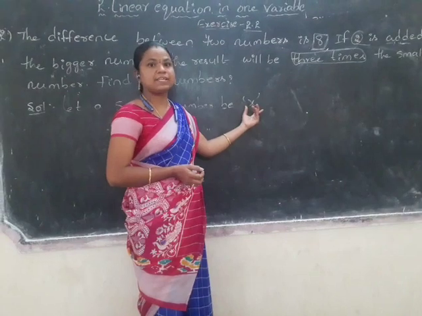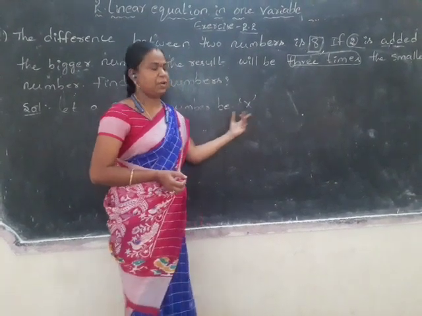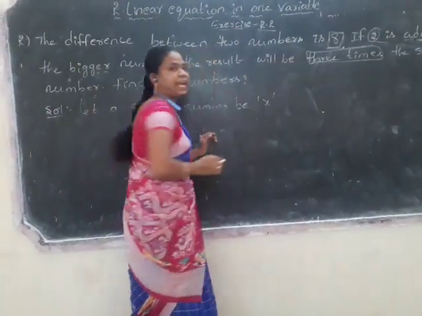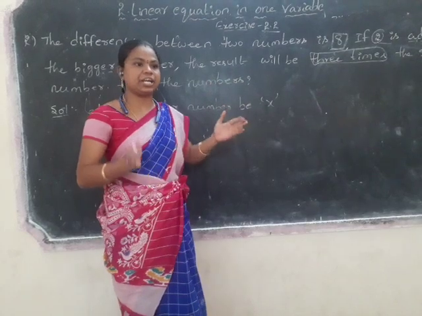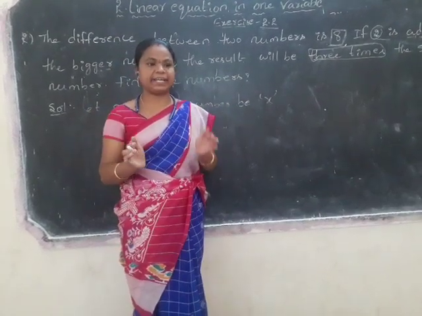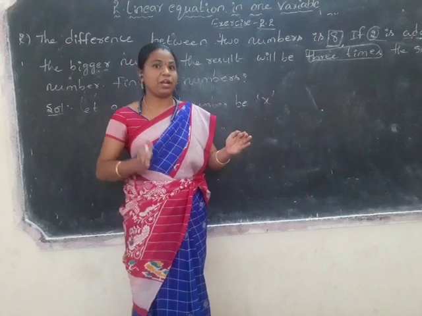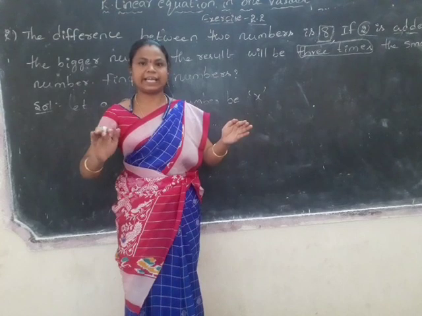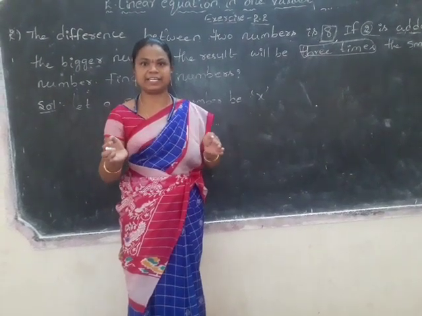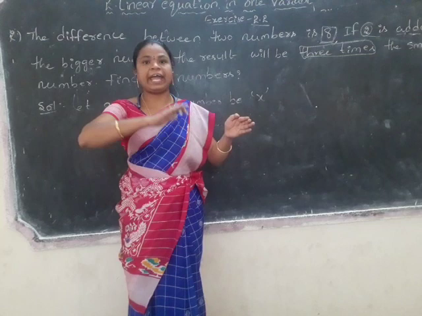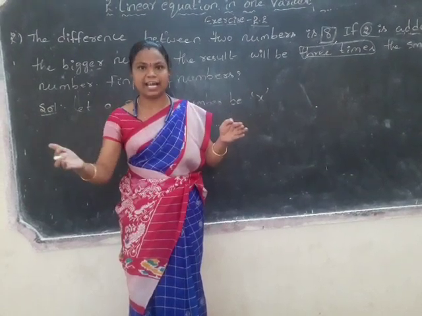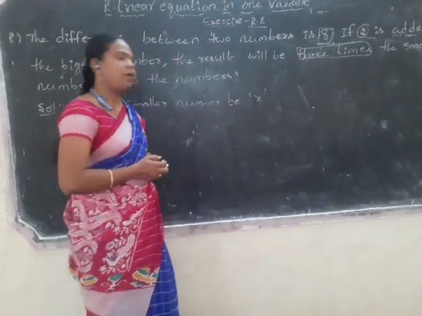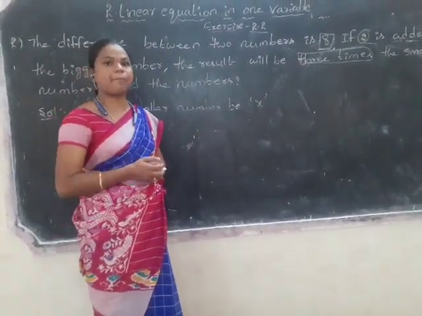Okay students, first step we take an assumption. Now the first condition is the difference between two numbers is 8. Suppose the first number is 2. Now the second number, what do we take? The difference is 8, so if 8 is added to the first number, we get the second number. 2 plus 8 equal to 10. Okay students, it is taken as an example only.